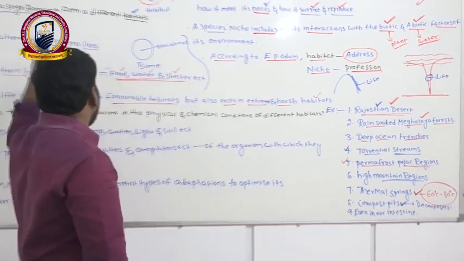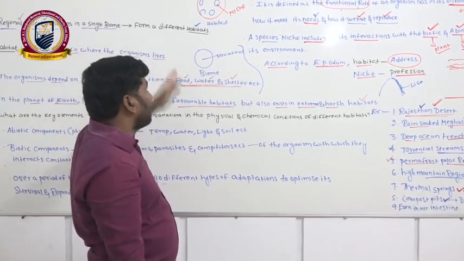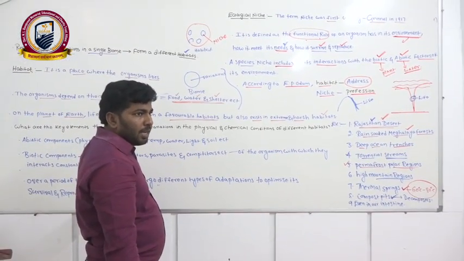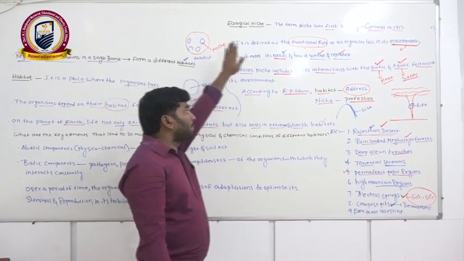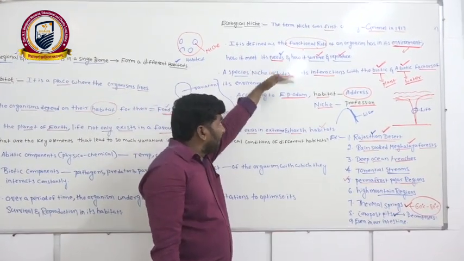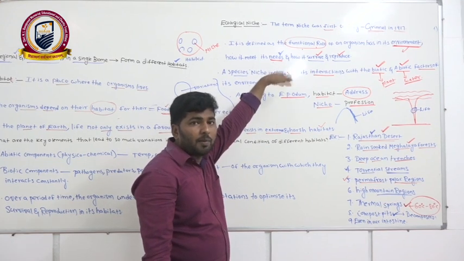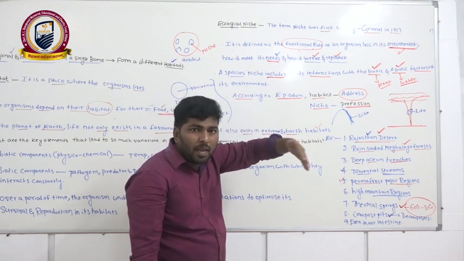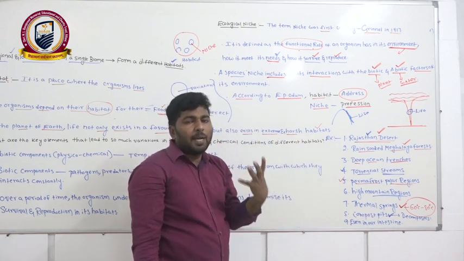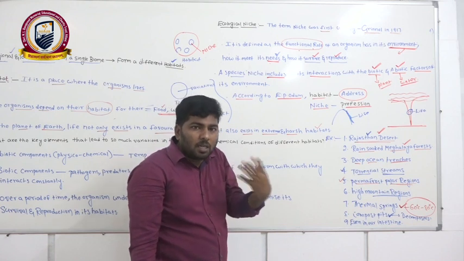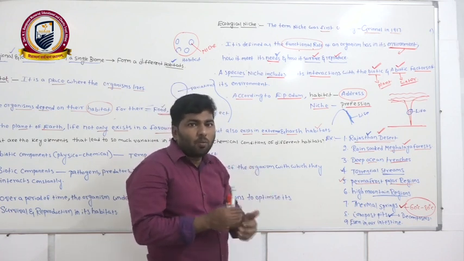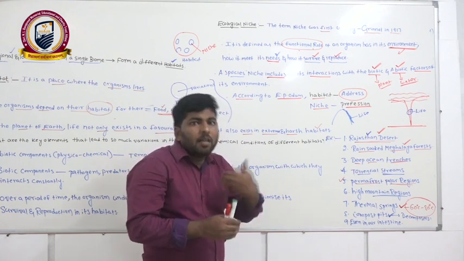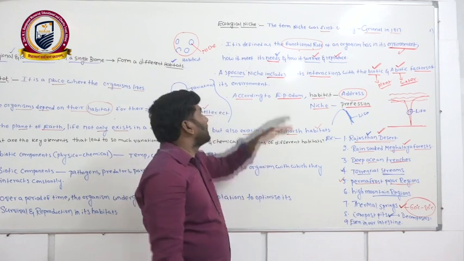Now you can see the difference. Habitat is a place where the organisms live, in an environment. And niche is the role of an organism: what role it plays, the way it meets its needs, or how it is going to survive in nature. What it is doing for the purpose of survival and reproduction, that work is considered a niche.